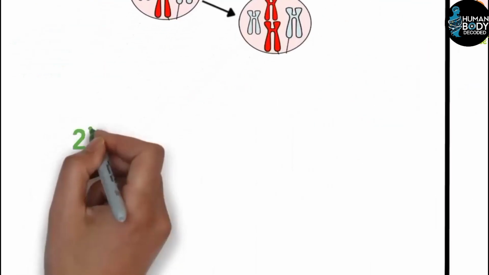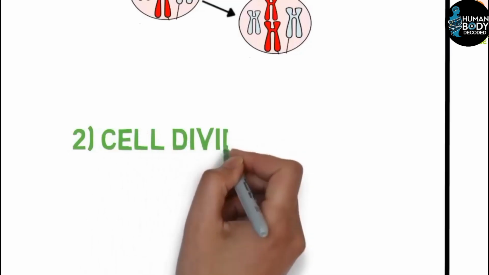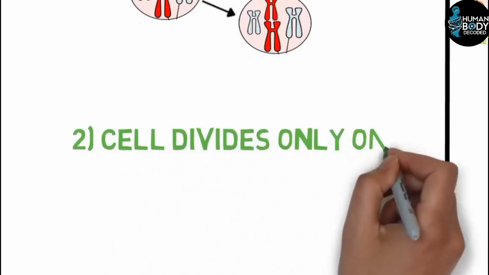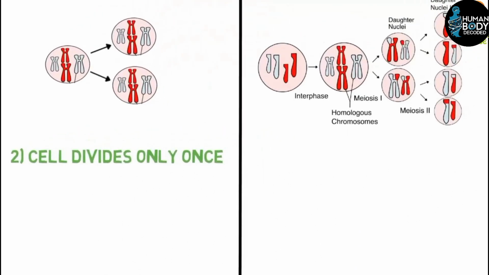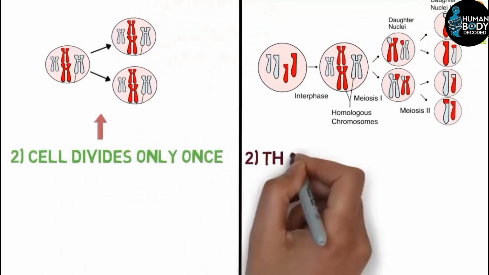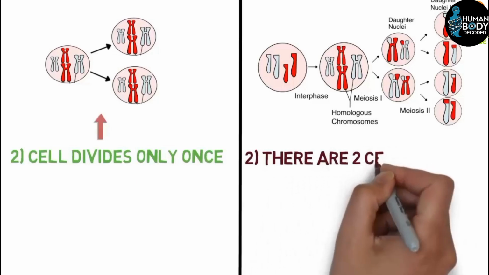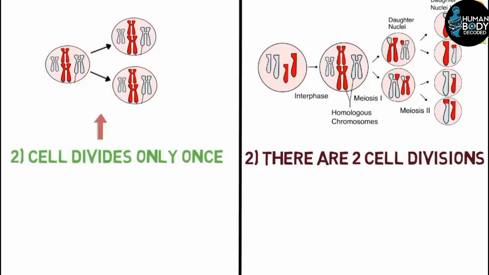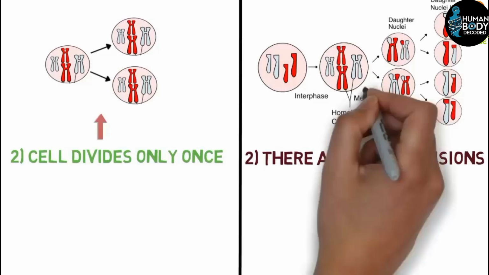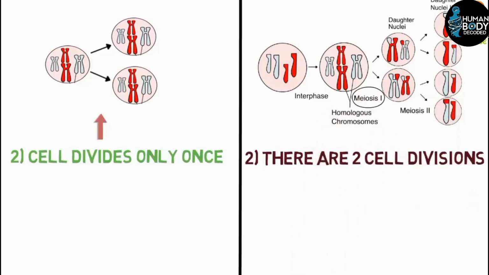Difference number 2. Number of divisions. The second point is that in mitosis, the cell divides only once, completing in a single cycle. You can see this cycle where two cells are formed from one, but the meiosis cycle completes in two steps. In the first step, two cells are formed from one, and in the second step, four cells are formed from two. The first cycle is called meiosis I, and the second cycle is called meiosis II.